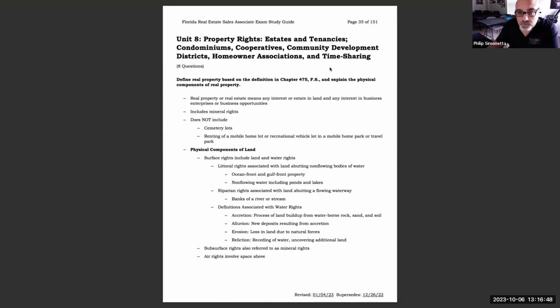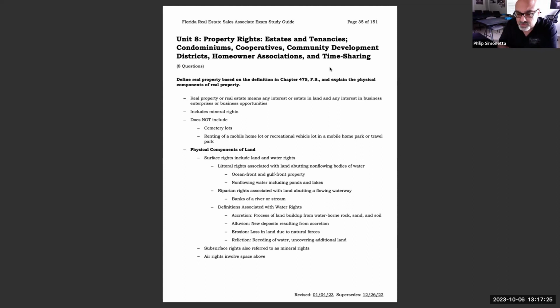Okay, so what we need to do is define real property based on the definition of Chapter 475 Florida Statutes. It explains the physical components of real property. Real property or real estate means any interest or estate in land and interest in business enterprises or business opportunities. It includes mineral rights. It does not include cemetery lots, renting of mobile home lots, or recreational vehicle lots in a mobile home park or a travel park.